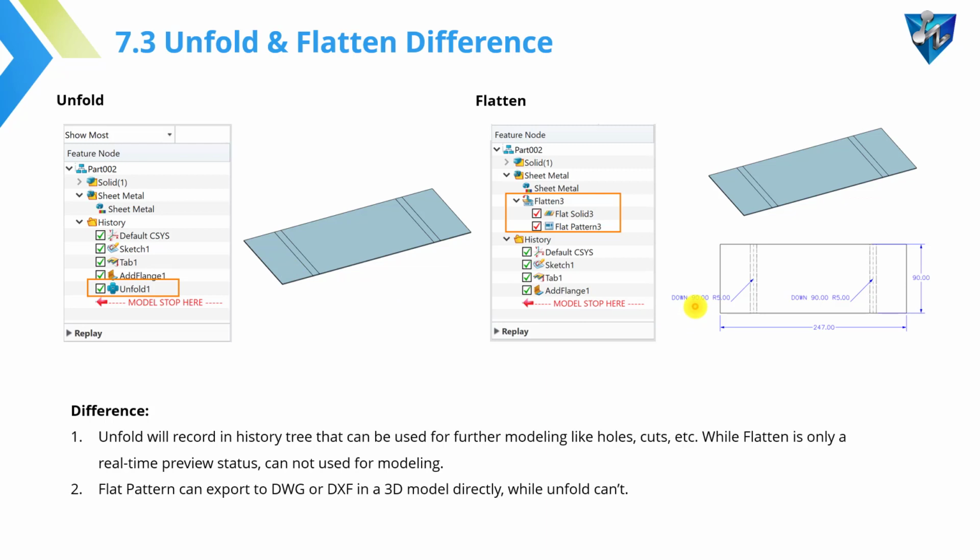But for flatten, it's just used for previewing the flat result. It's just a status, and it will update automatically once the model is changed. And another difference is the flat pattern can export DWG and DXF in model directly, but unfold cannot do that.